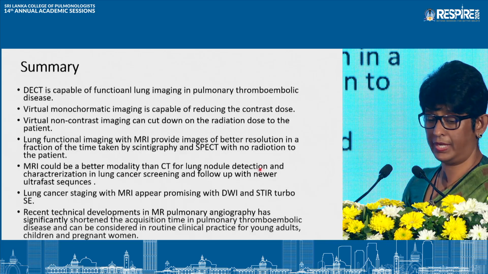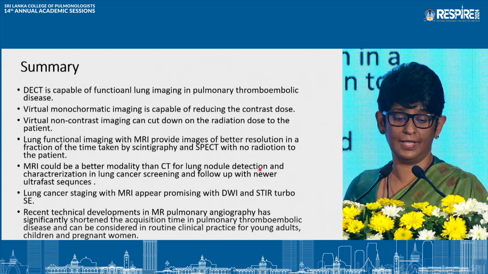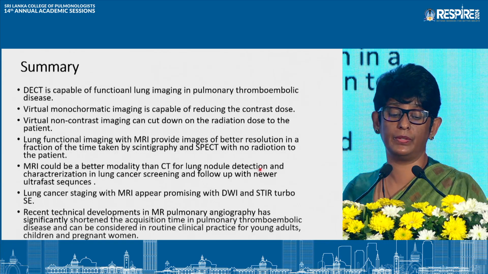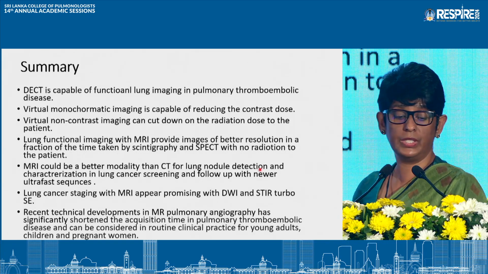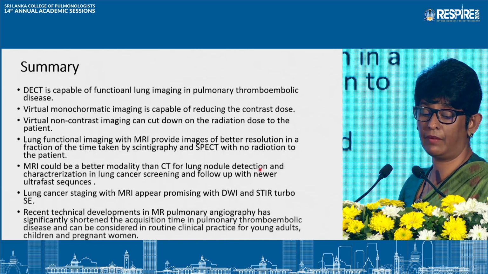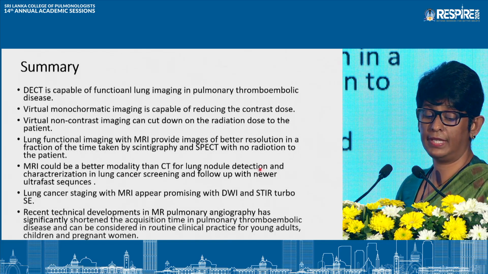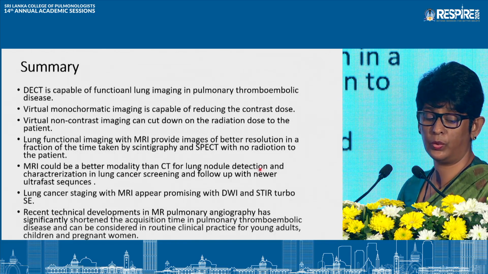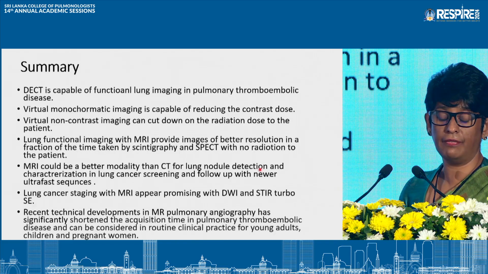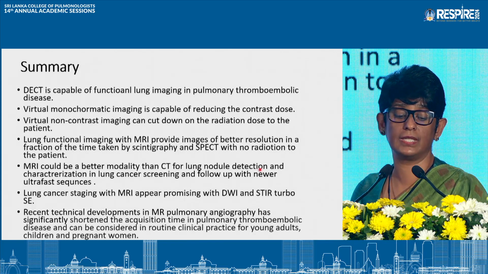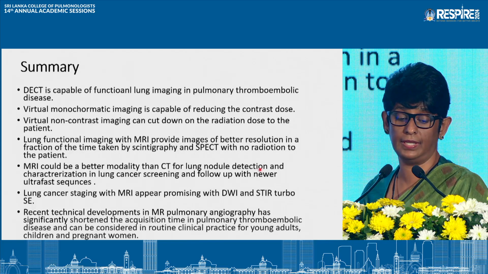So in summary, dual energy CT is capable of functional lung imaging in pulmonary thromboembolic disease. Virtual monochromatic imaging is capable of reducing the contrast dose to the patient. Virtual non-contrast imaging can cut down on the radiation dose to the patient. Lung functional imaging with MRI provides images of better resolution in a fraction of the time taken by scintigraphy.